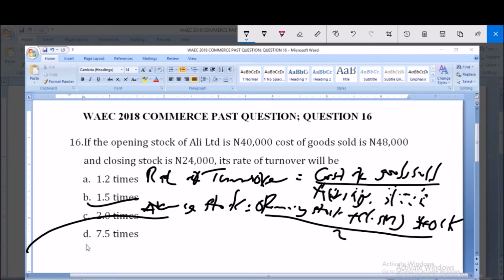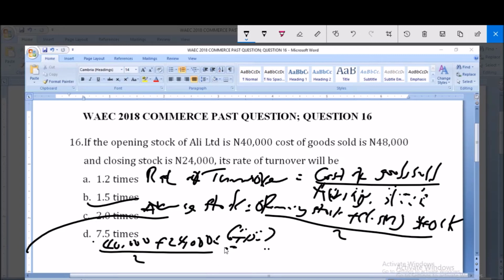Therefore, 40,000 plus 24,000 all over 2 equal to 64,000 all over 2. 64,000 all over 2 will be equal to 32,000.